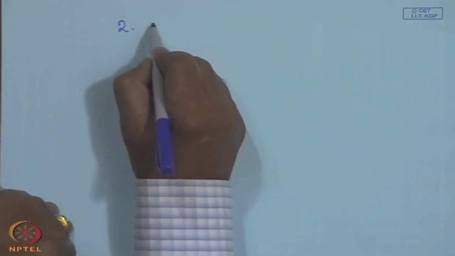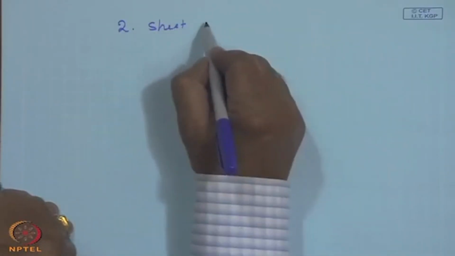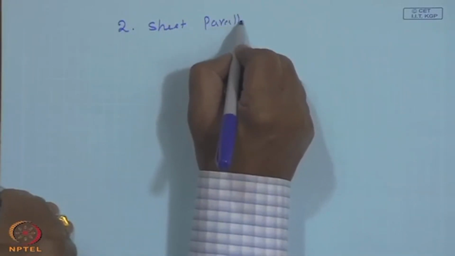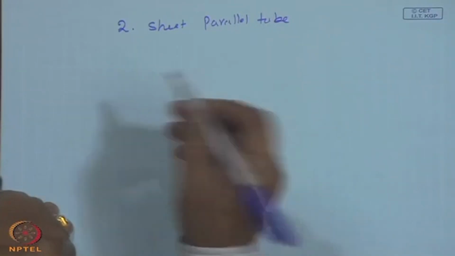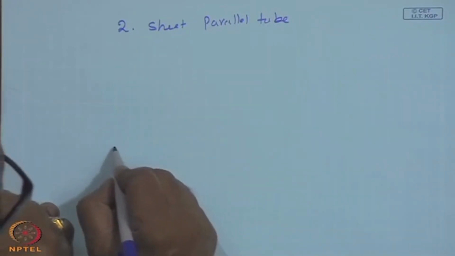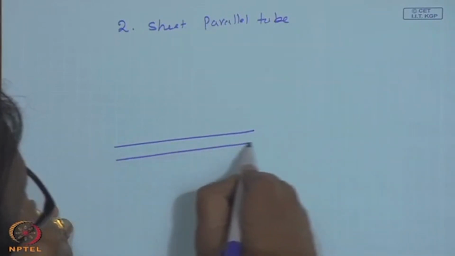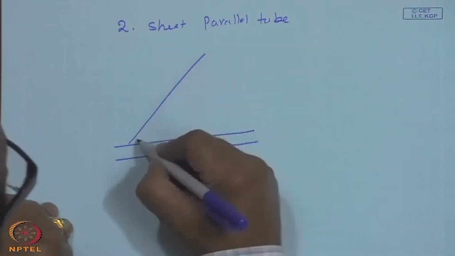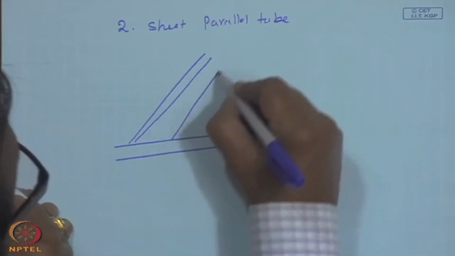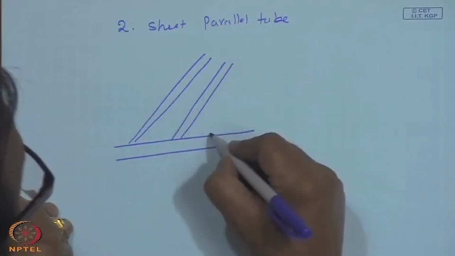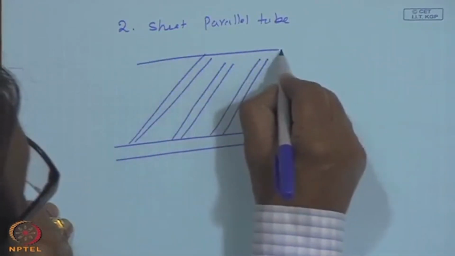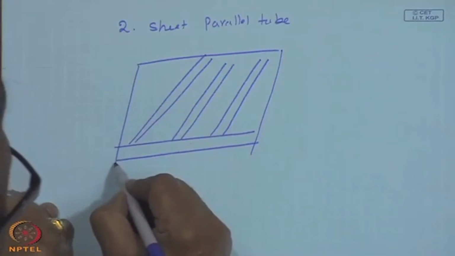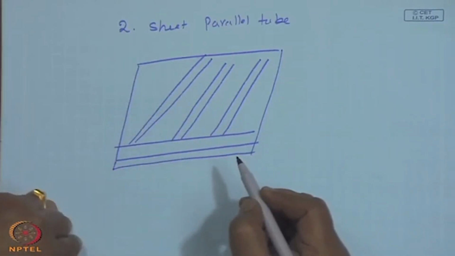Of course, the second one is that construction is of sheet and parallel tube type. In other words, if I show as a sort of skeleton, here is one pipe, a series of pipes are joined to this, and this entire thing is on a plate, welded or soldered as the case may be, in the collector box.